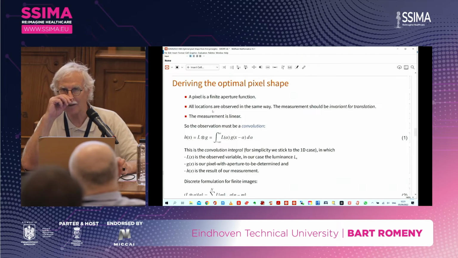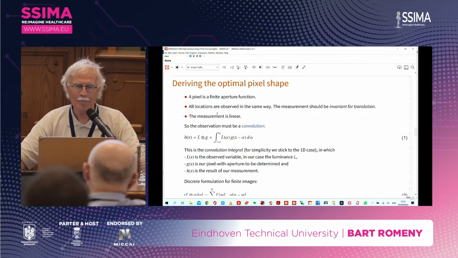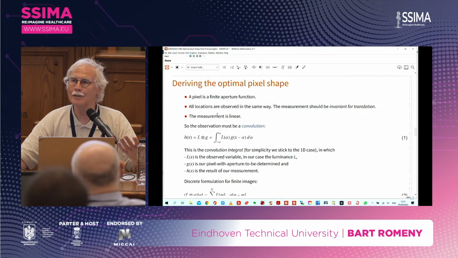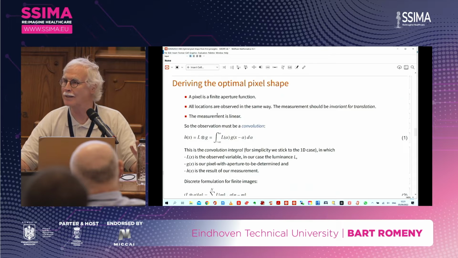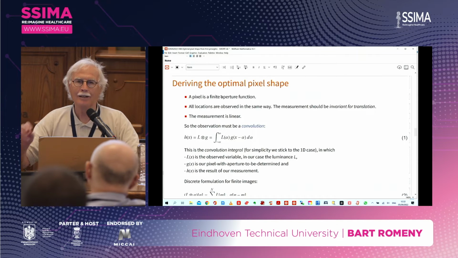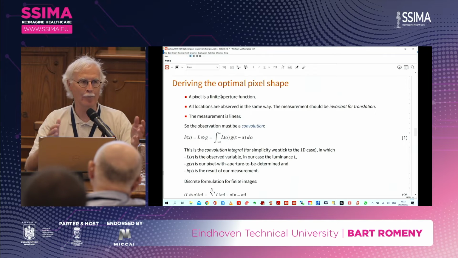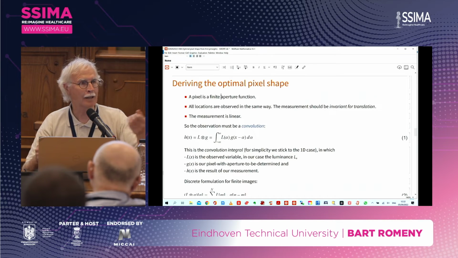And now I do a little bit of mathematics. I know that for some of you it will be quite complicated, but I skipped the details. But this is what you call first principles. Let's start at the very, very basic thing. The pixel is an aperture function. Through the pixel, my light comes in. If I have a pixel on the camera, I measure the light with that pixel.